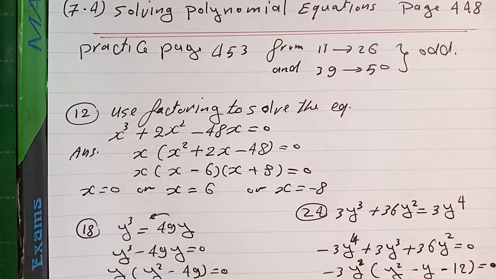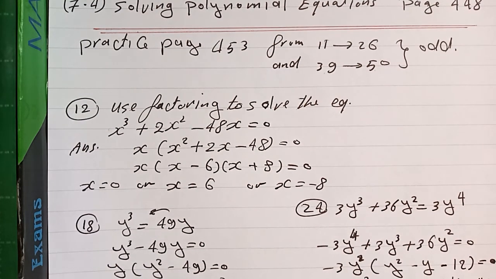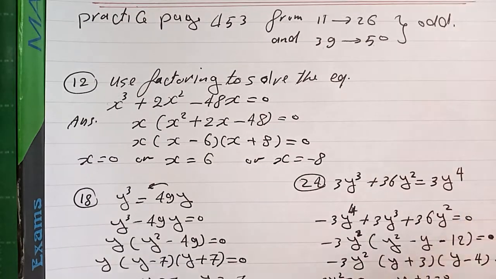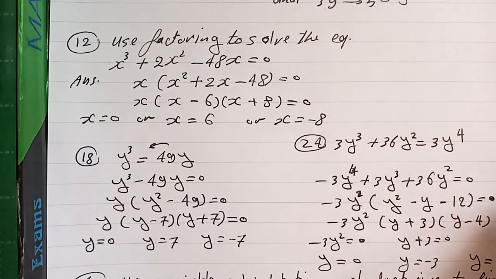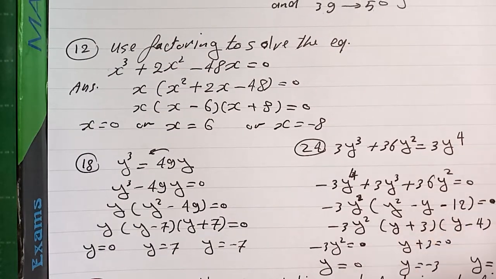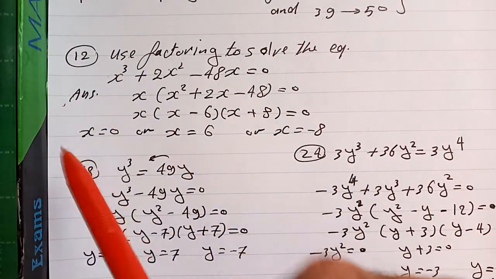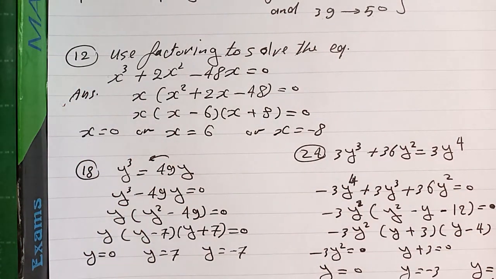Polynomial equations means linear, quadratic, cubic, power 4. But in this lesson I will take only the polynomials of degree greater than 2, meaning cubic equations, quartic equations, and quintic equations. So let's start with number 12. Use factoring to solve the equation x cubed plus 2x squared minus 48x equals 0.